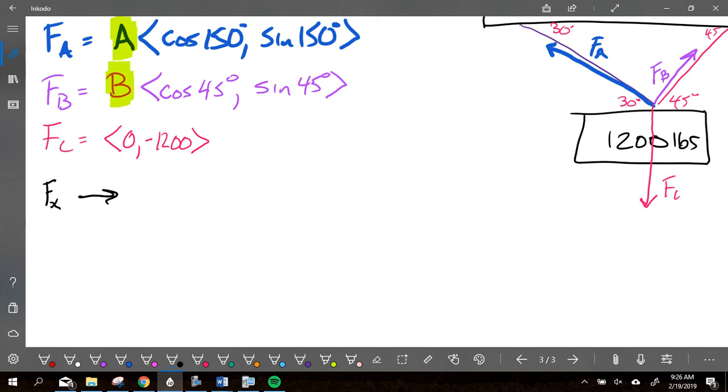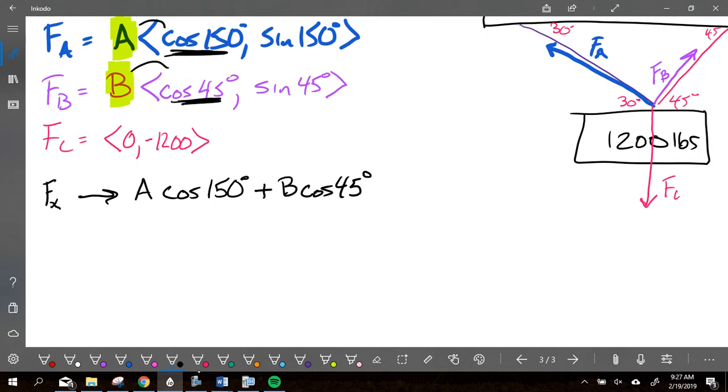The cosine values are the things in the x position. And so this guy is pulling us left. This guy is pulling us right. In order for it to be balanced, I would have to distribute those values: A cosine of 150, which is going to be a negative number, plus B cosine of 45 degrees.